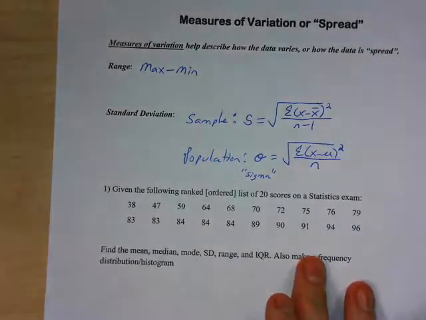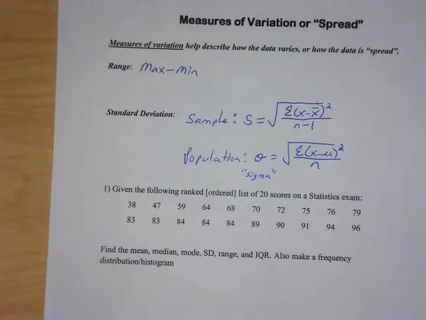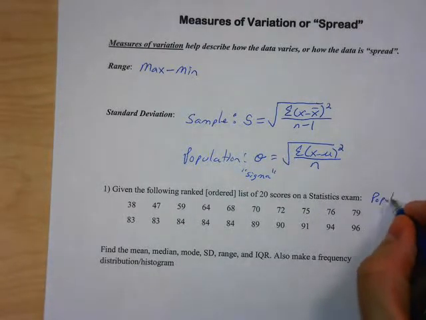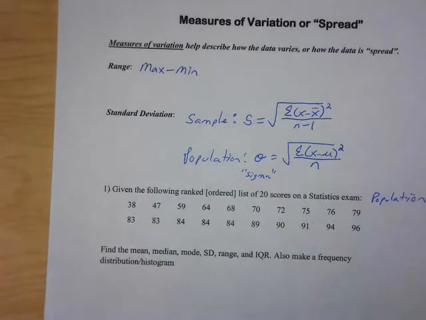The next thing we have here is a list of 20 exam scores for a statistics test. We'll just assume here, it didn't specifically say, that this was every student in the class and how they performed on the exam. So we're going to look at this as a population. We want to find the mean, median, mode, standard deviation, range, and the IQR, the interquartile range. The first 5 of those I just showed you. The IQR is something in the book and the videos online for you to look at.